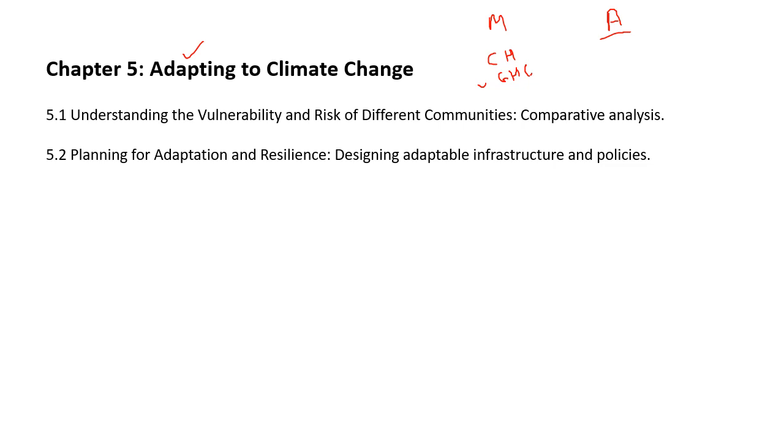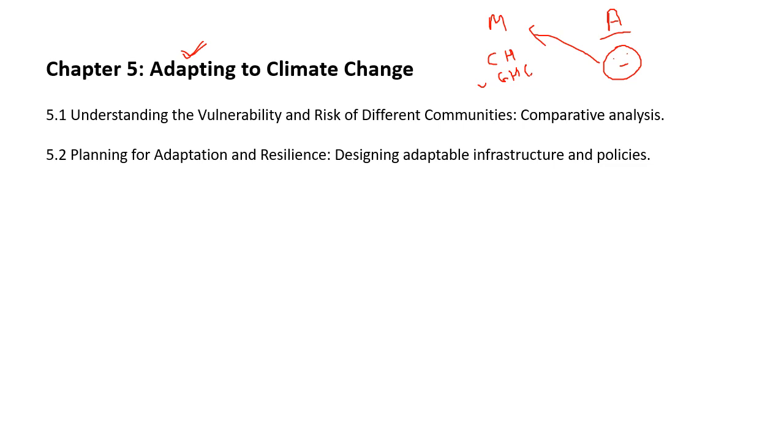how we can adapt to the climate change. So adaptation involves the human being. Here, how human beings can adapt to the change. So this is the basic difference between chapter 4 and 5. So here we will talk about adapting to the climate change.